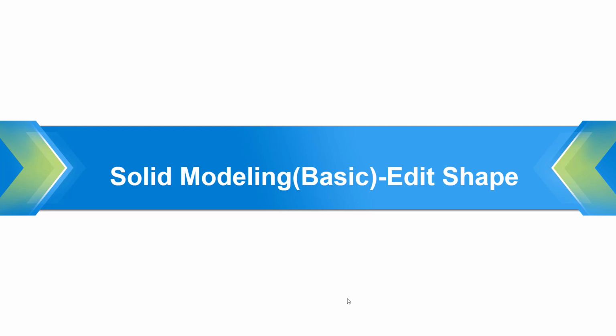Hi, this is Leo. Now let's talk about the next chapter, Edit Shape, which is also the fifth chapter of the solid modeling basics. In this chapter, I will show you how to edit shape efficiently, like offset, shell, trim, replace, etc. Now let's get started.